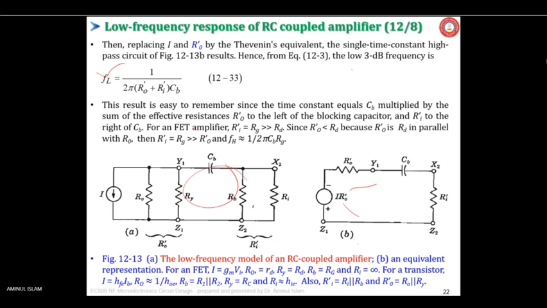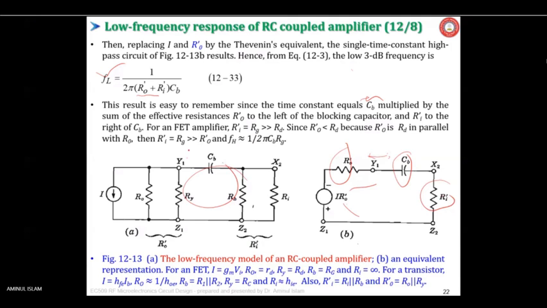Resistance is the total here, this one and this one, and CB is the capacitance. So that is the time constant. Here, FL we got: 1 upon 2π R, where R equals this combination of these two, and C is CB. This result is easy to remember since the time constant equals CB multiplied by the sum of the effective resistance R' to the left of the blocking capacitor, on this side. Okay, is it understood?